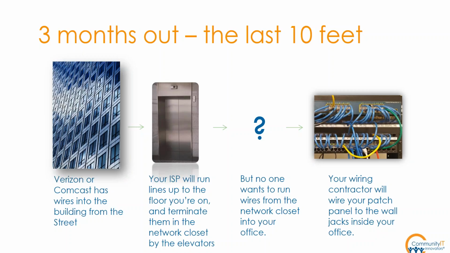Yep. So this slide is just something to think about when you're coordinating with your vendors. A lot of times, again, around here, Verizon owns the lines that come into the building, and then you might have a separate ISP that takes over the line and runs it up to your floor, and then you'll have your wiring contractor actually wire your office. But sometimes you just get a disconnect and nobody actually wires it from the networking closet near the elevators into your actual suite. And the building manager doesn't want to do it, the ISP doesn't want to do it, everybody thinks it's somebody else's problem.